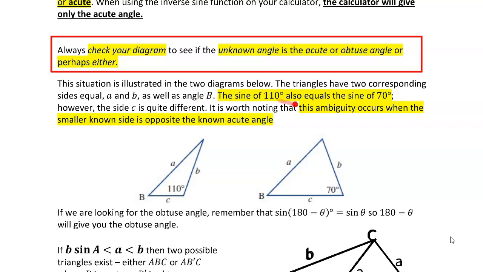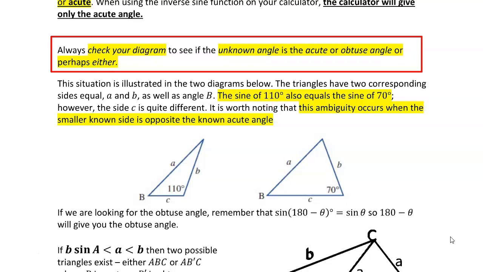So I've got the situation here below. The triangles have two corresponding sides equal, A and B, as well as angle B. So you can see here we've got side A, side B, and angle B. Now, it is not between them, of course. That's the non-included angle. So that's the angle we know. So we don't know what that angle A can be.